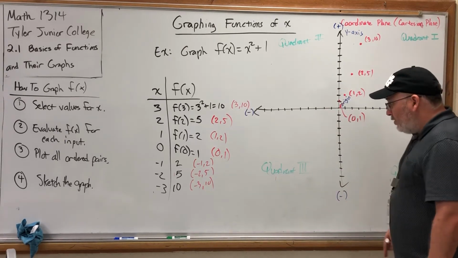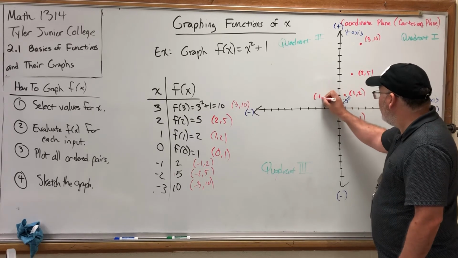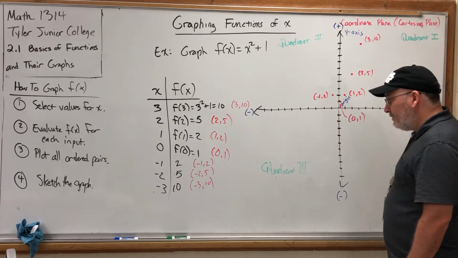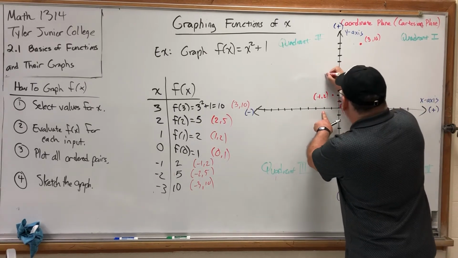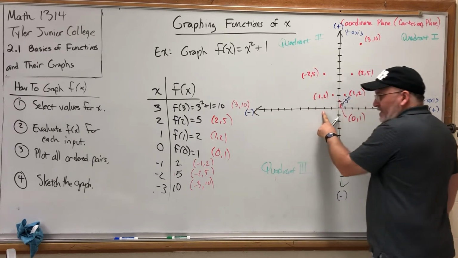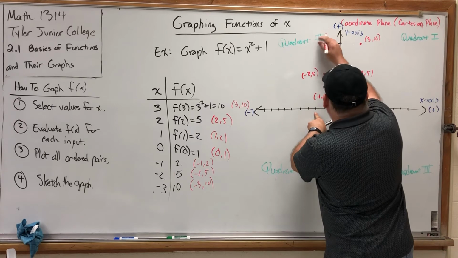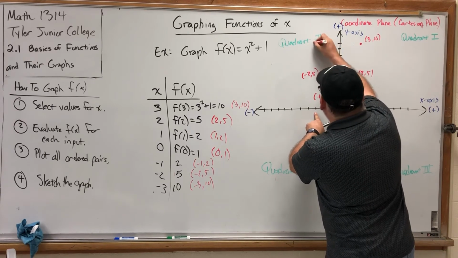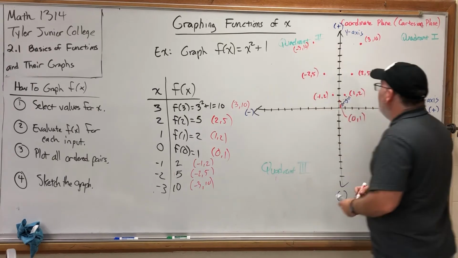So to find (-1, 2), I go to the left 1 and up 2 and put a dot here. To find (-2, 5), I go left 2 and up 5 and put a dot here. And then to find (-3, 10), I go left 3, up 10 and put a dot right here in the middle of the word quadrant. It's not really in the word quadrant. Do you see the graph?